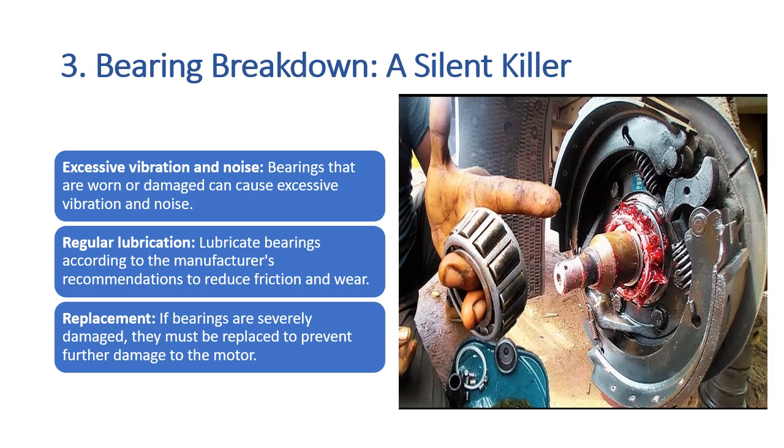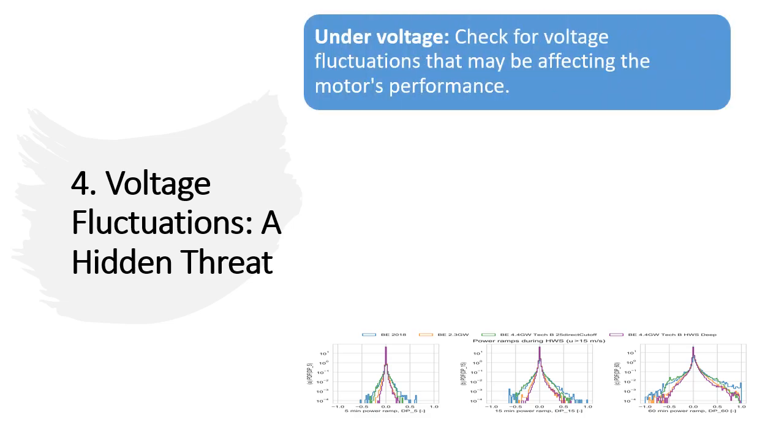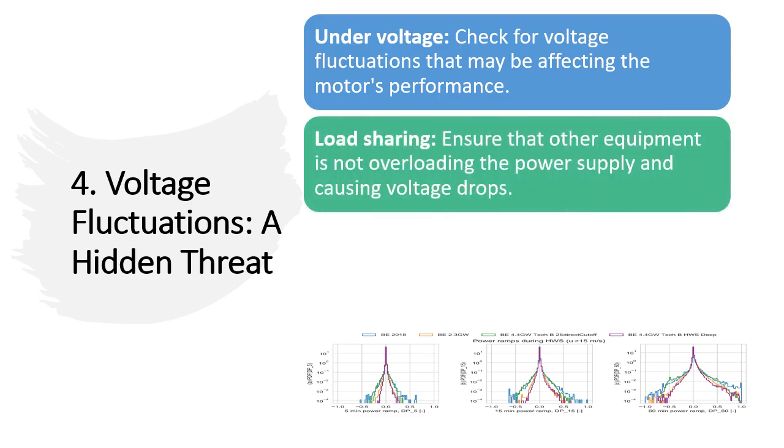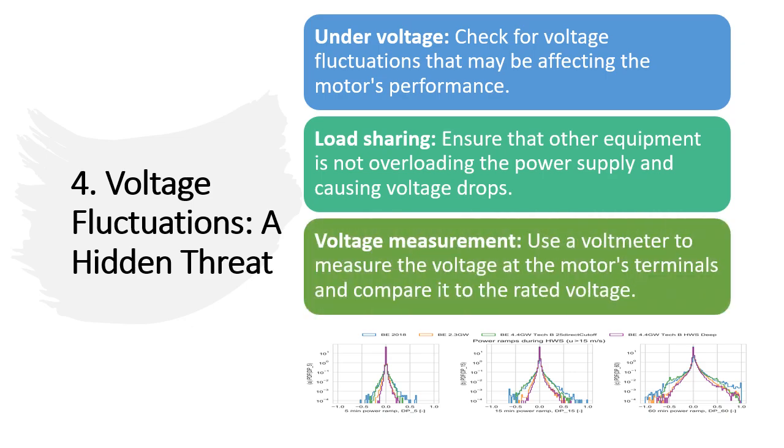4. Voltage fluctuations, a hidden threat. Under voltage: check for voltage fluctuations that may be affecting the motor's performance. Load sharing: ensure that other equipment is not overloading the power supply and causing voltage drops. Voltage measurement: use a voltmeter to measure the voltage at the motor's terminals and compare it to the rated voltage.